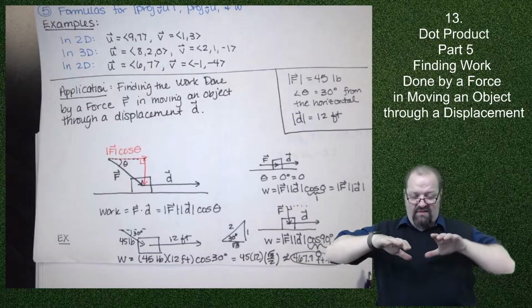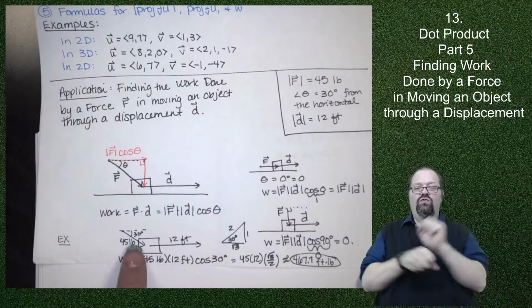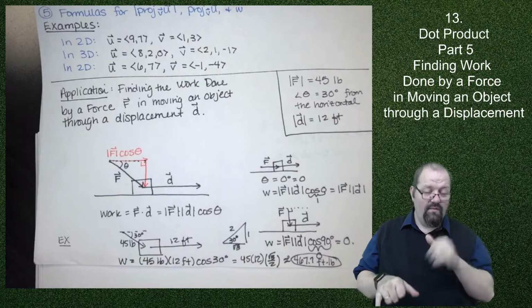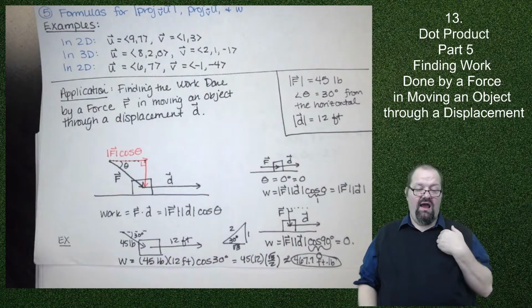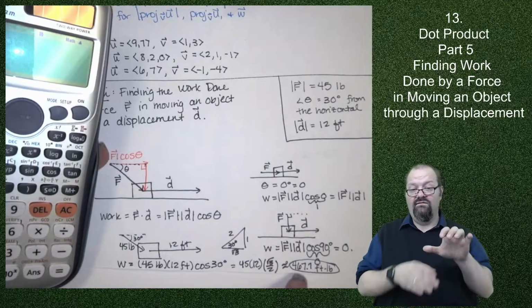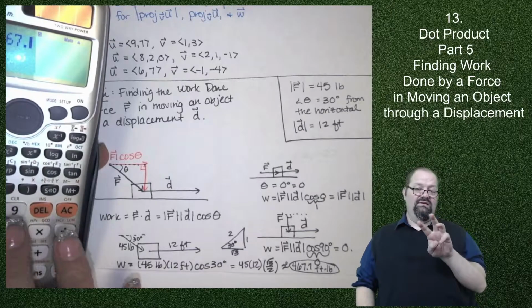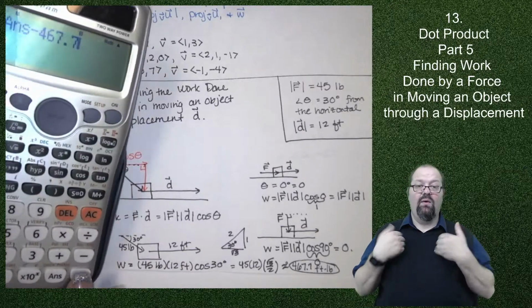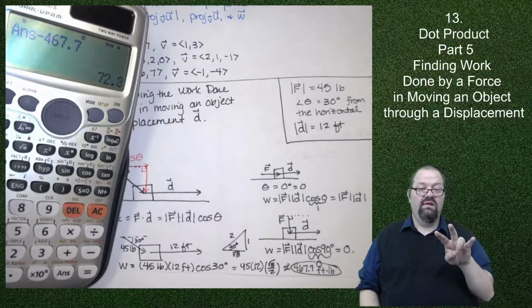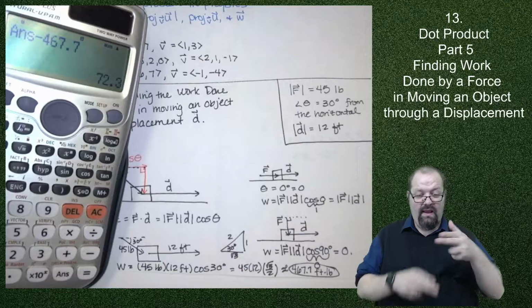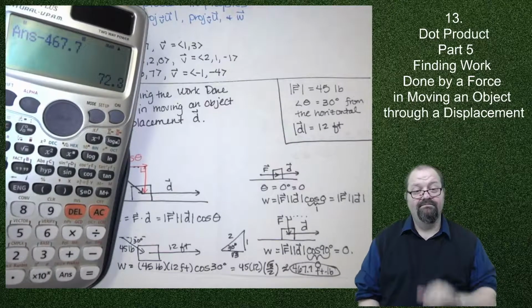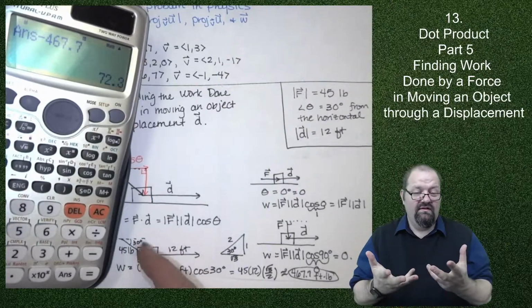Now let's see how much work I wasted. If I applied the 45 pounds of force in the same direction as my displacement, I have 45 times 12. That's 540 foot-pounds. I'm going to subtract that 467.7 that we just found from that. And I get 72.3 foot-pounds. That's how much energy I wasted in pushing that box down.